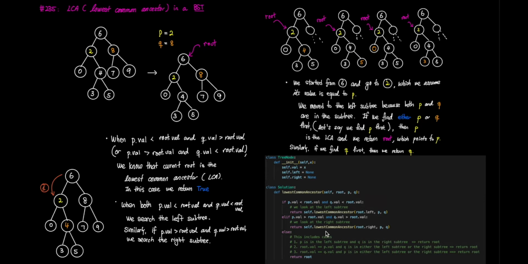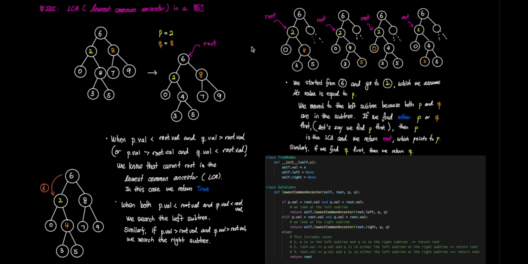If you look at the code here, the first part corresponds to if both P and Q are in the left subtree of the root, then we go to the left subtree. That's given by root dot left. If they are in the right subtree, then we look at the right subtree, so we have root dot right. Now this case and this case are given by else. The first case is when P is in the left subtree and Q is in the right subtree. Then we return the root, which will be 6.